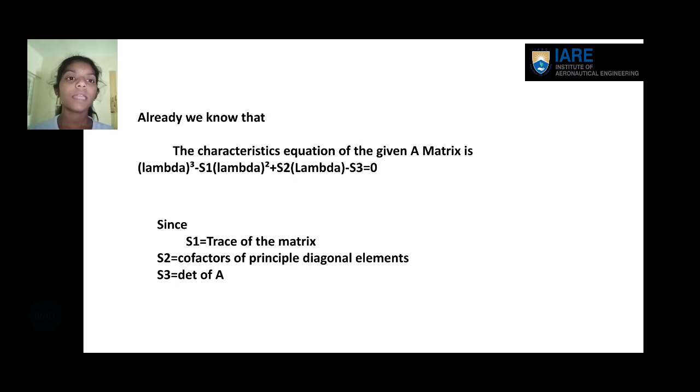We know that the characteristic equation of the given matrix is lambda cube minus S1 lambda square plus S2 lambda minus S3 equals 0. This is the characteristic polynomial. Here S1 equals the trace of the given matrix, trace meaning the sum of the principal diagonal elements, S2 equals the sum of the cofactors of the principal diagonal elements, and S3 equals the determinant of the given matrix.